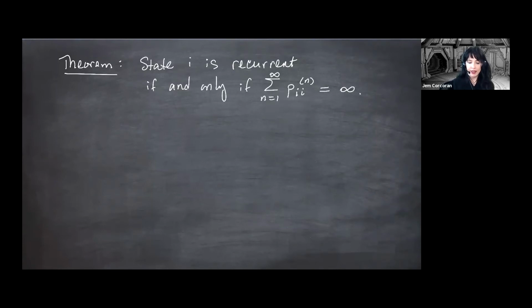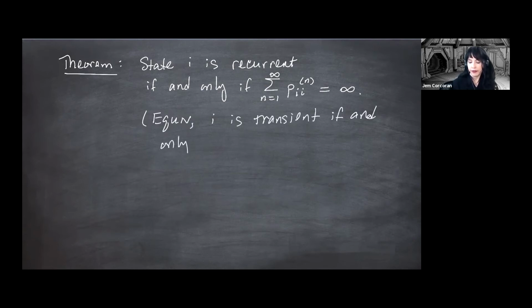Equivalently, I is transient if and only if the sum is finite. This is a really useful criterion for determining recurrence or transience in chains where it's not obvious. And I think remembering which is which makes sense, to me at least, although these sums of probabilities don't really have an interpretation as anything specific happening.